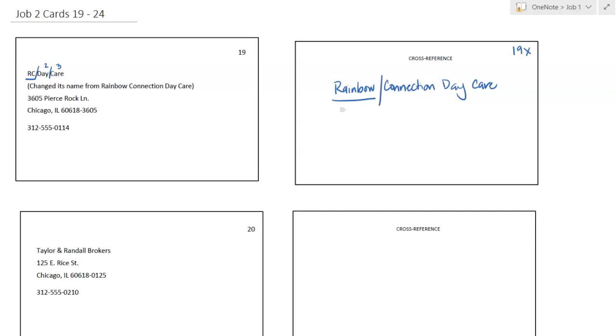And for my cross-reference, Rainbow would be my key unit, Connection is unit 2, Day is unit 3, and Care is unit 4. My C notation is going to be RC Daycare.